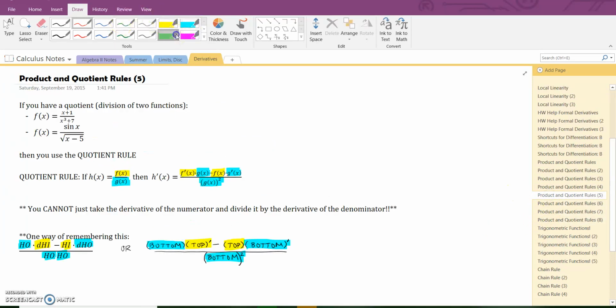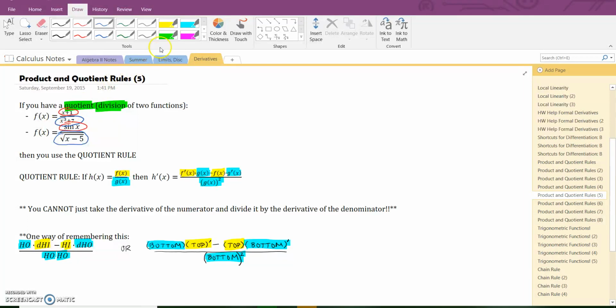Okay, time for the quotient rule. Quotient rule, when you hear quotient, you probably think division in math. And quotient rule you are going to use when you have 2 different functions that are divided by one another. So you're going to have a numerator and you're going to have a denominator. Now we're going to talk about ways that you can avoid the quotient rule and use the product rule instead. So start thinking about that.